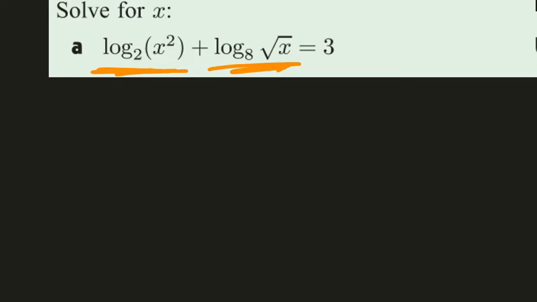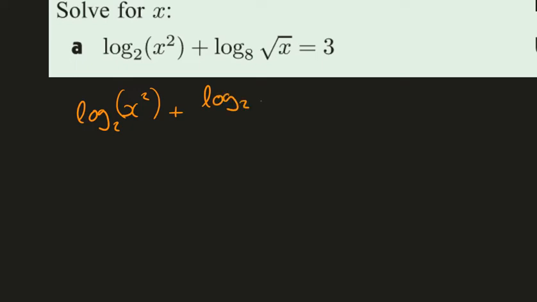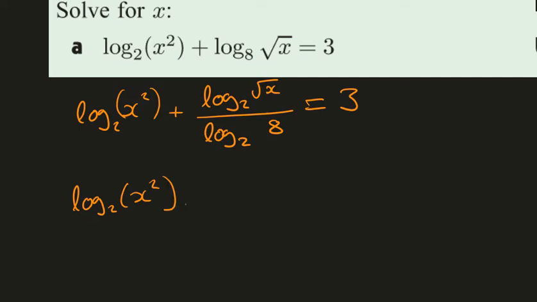So I think in this case, we can do it both ways around. Let's turn everything to be base 2. So the first part can stay exactly as it was, log base 2 of x squared. The second part, though, is going to be a little bit different. We're going to write this as log base 2 of square root of x over log base 2 of 8. And that is just a straight swap out using our change of base formula. We'll keep the 3 on that right-hand side.